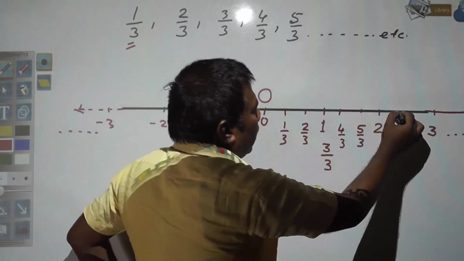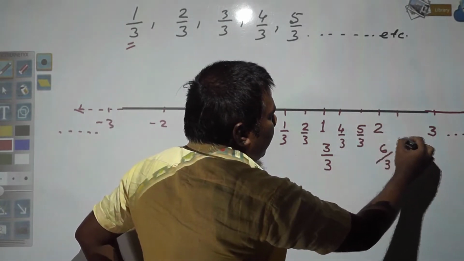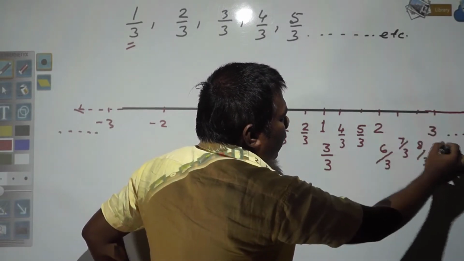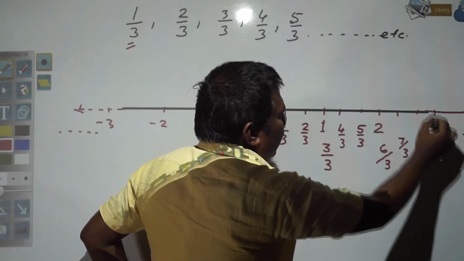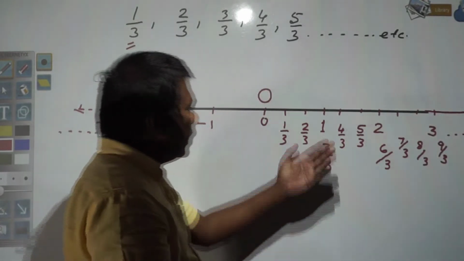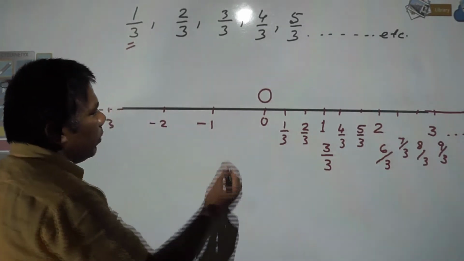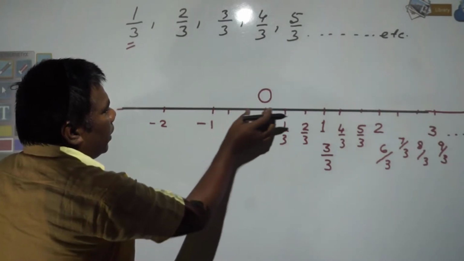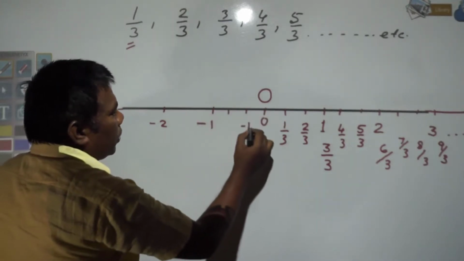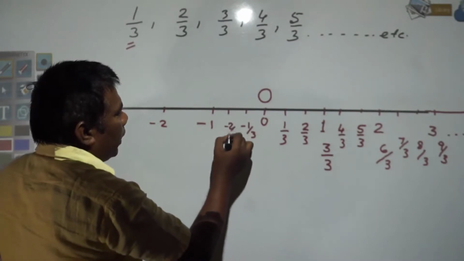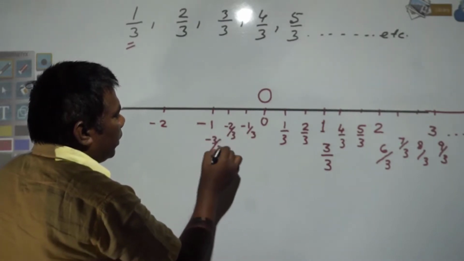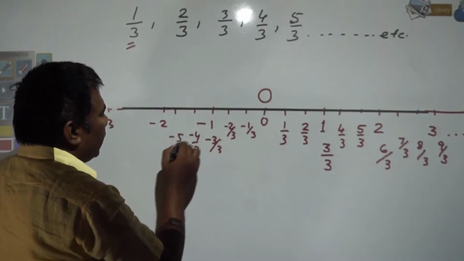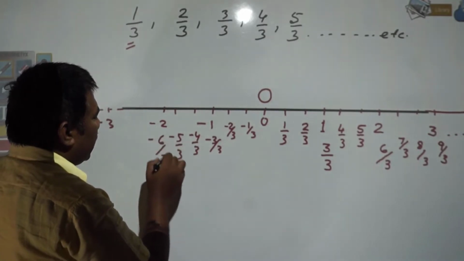In the same way, this is 7 by 3, 8 by 3, and 9 by 3. This 3 will be 9 by 3. In the same way, if you are showing negative rational numbers, this portion, this length has been divided into 3 equal parts. So this will be -1 by 3, -2 by 3, -3 by 3, and -4 by 3, -5 by 3, -6 by 3, and so on.